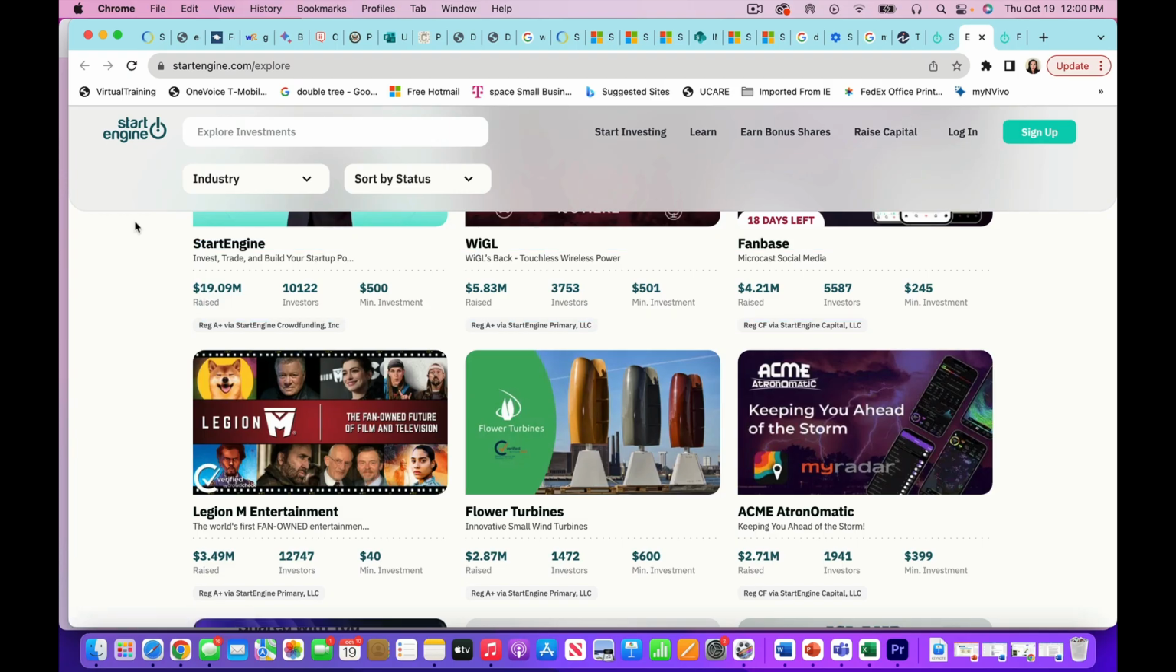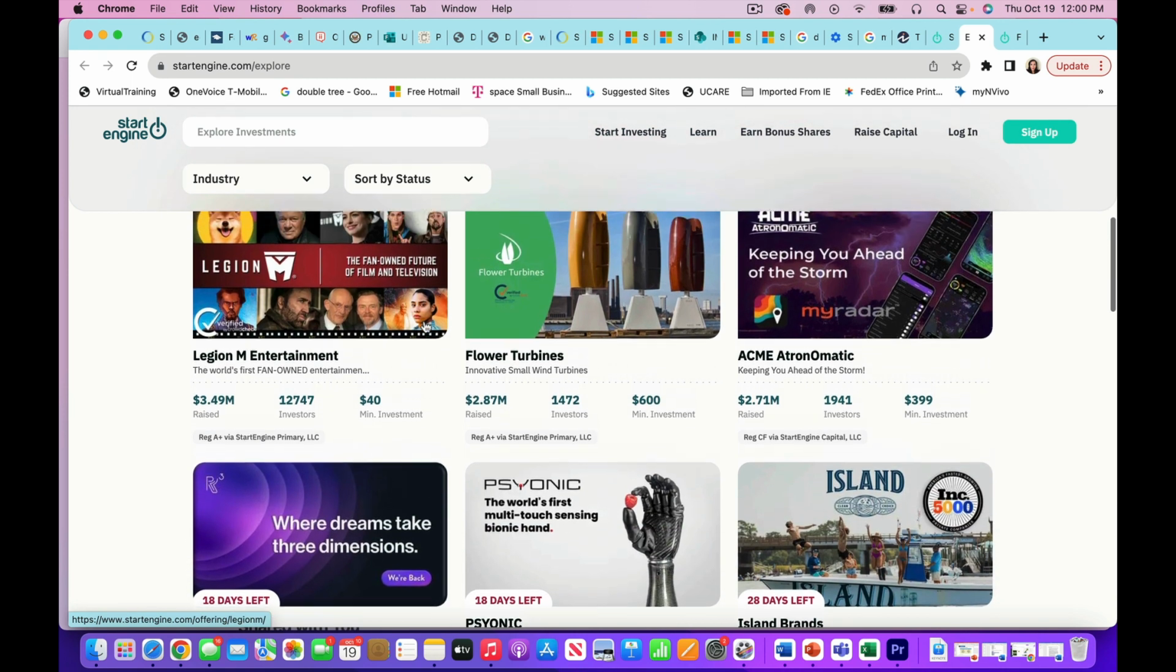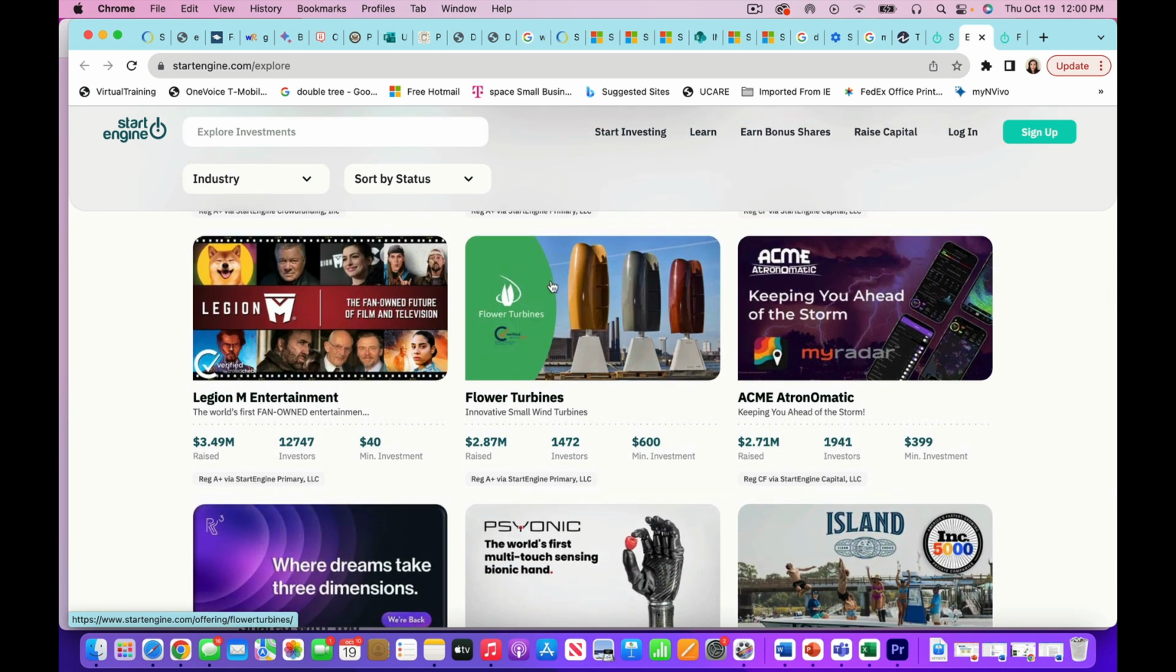Let's check out an example on a crowdfunding platform called StartEngine. They have lots of opportunities here where individuals can invest. Let's take a look at this one right in the middle called Flower Turbines. They have already raised $2.87 million. And as you can see, there's almost 1,500 investors, the minimum investment being $600.